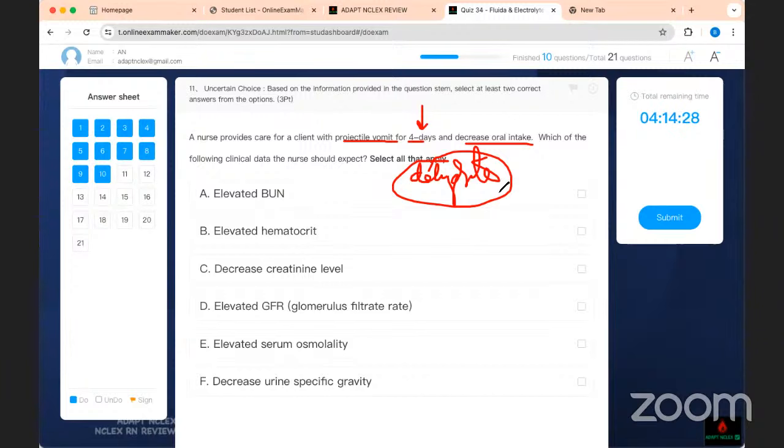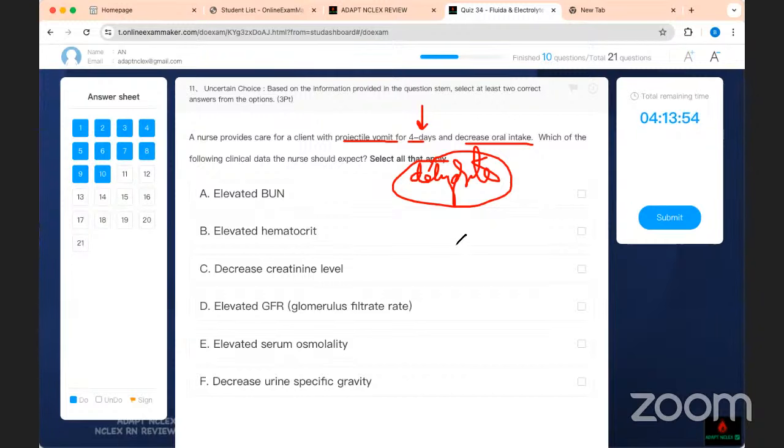Is my hematocrit going to go up? Is my creatinine going to decrease? Is my glomerular filtration rate elevated? Is my serum osmolarity going to go up? Is my urine specific gravity going to decrease? That's all. Look at it and say which one is consistent with that. So which one do you expect?